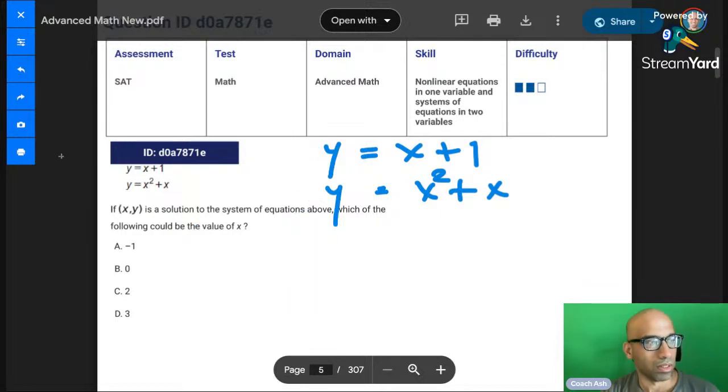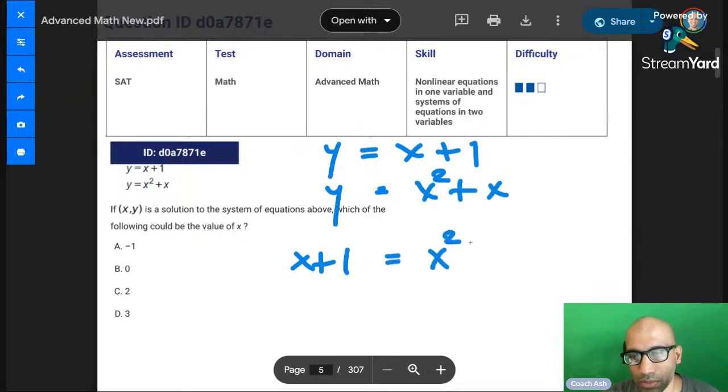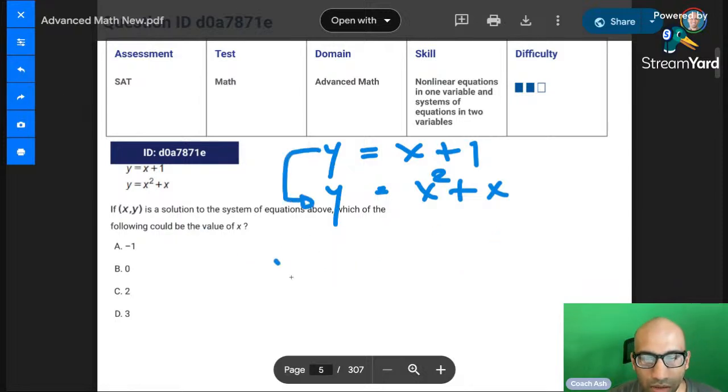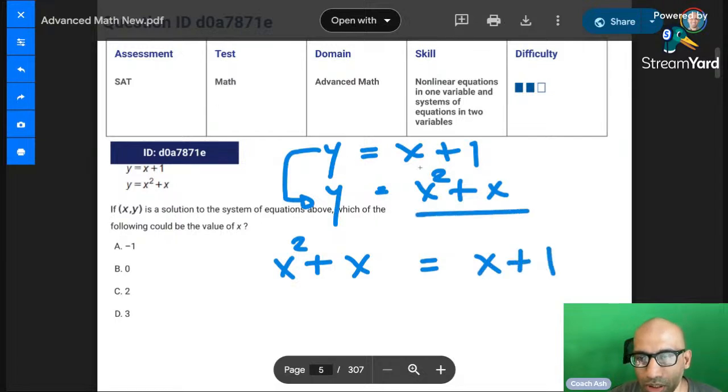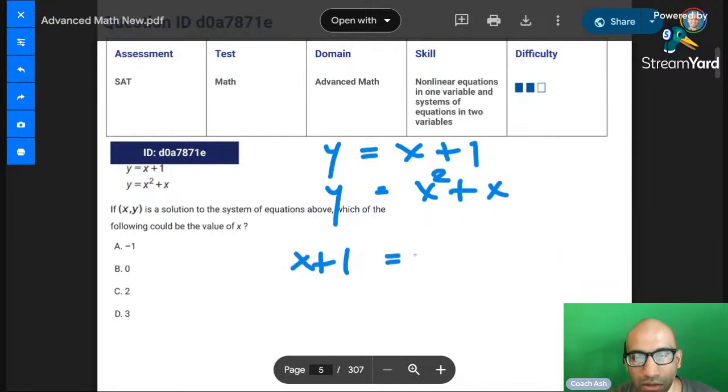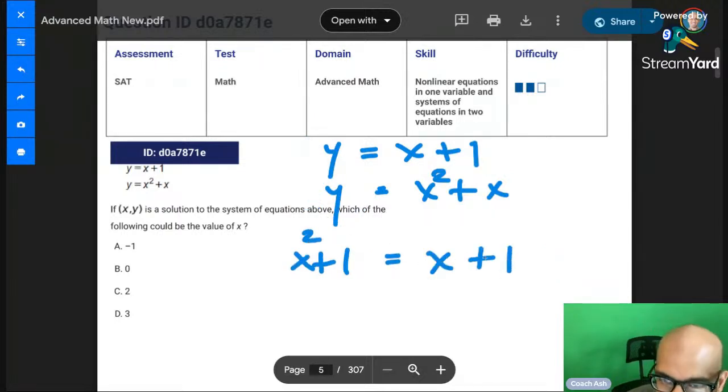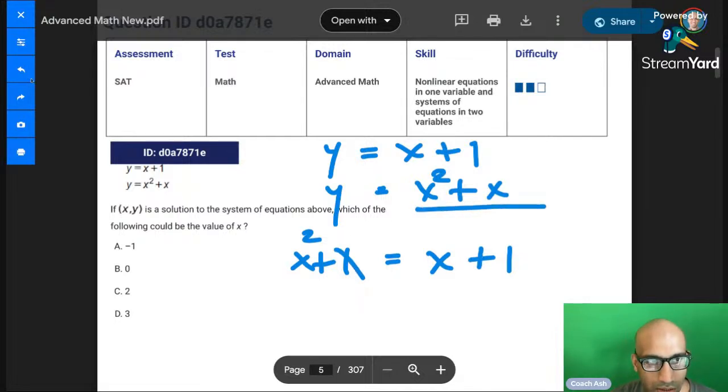So all you're doing here is x plus 1. This part should be equal to x squared plus x. I'll write it the other way around; it might be a bit easier. x squared plus x is equal to x plus 1, because this part is equal to this. The reason being these and this are the same. So x squared plus x is equal to x plus 1.